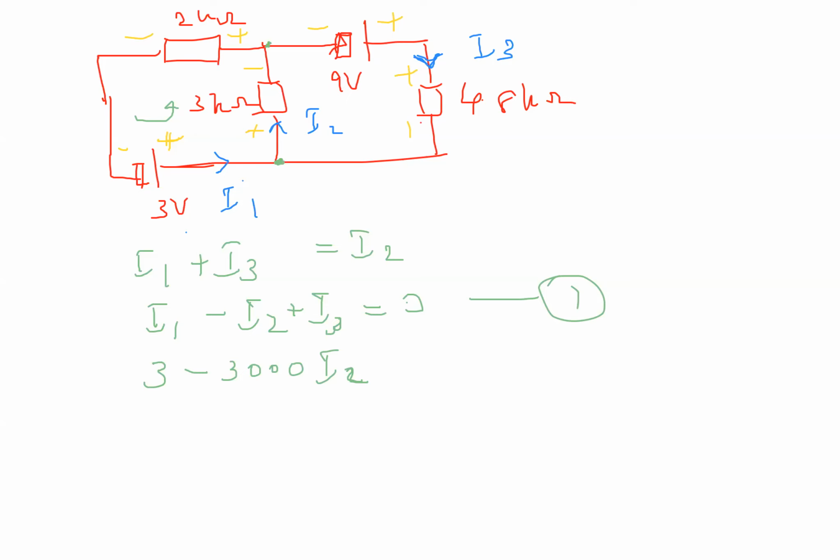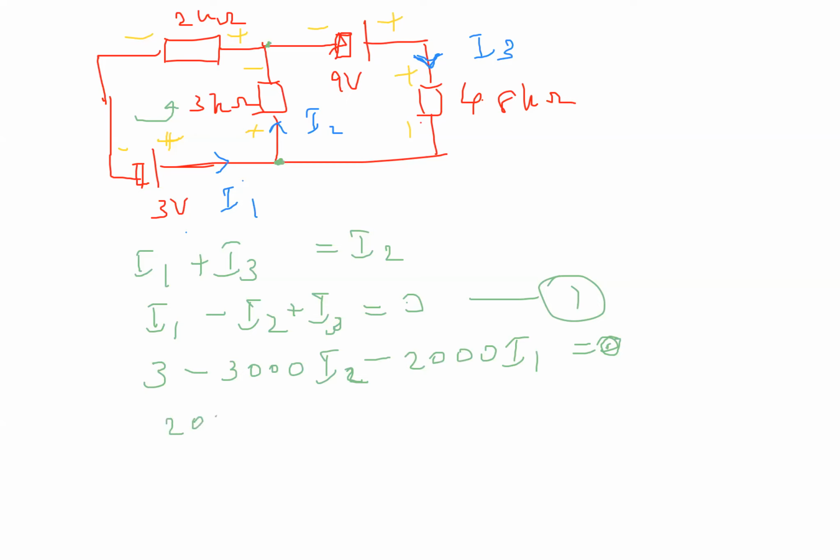That's a drop, which means negative. 2000. The current is I1, right? I1 should be equal to 0. Okay, you guys agree? Yes. Okay, now I will rearrange this equation.